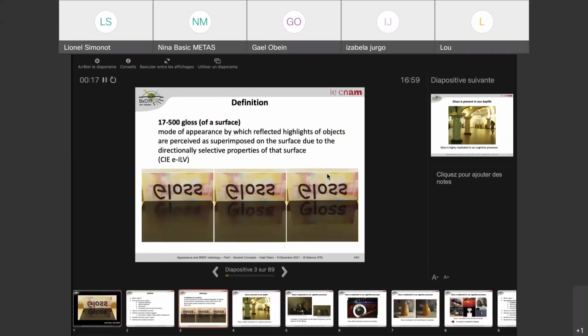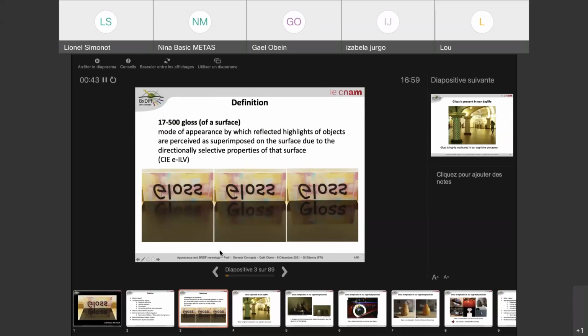So gloss. It's a mode of appearance. That means that it's a visual sensation first. And we talk about reflections that are highlights on the surface. For instance, here I see the reflection on the surface. So this one is more glossy than this one, which is more glossy than this one. That's what we need to measure, that kind of sensation.